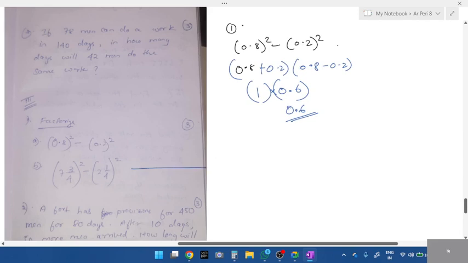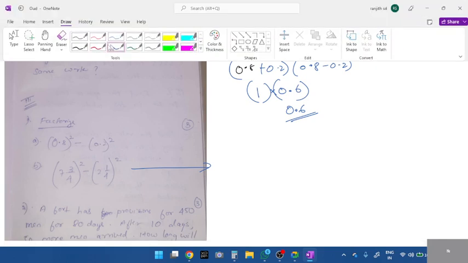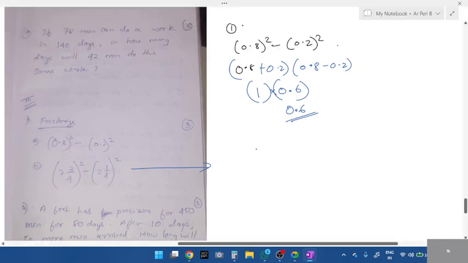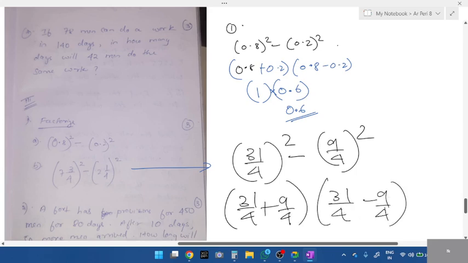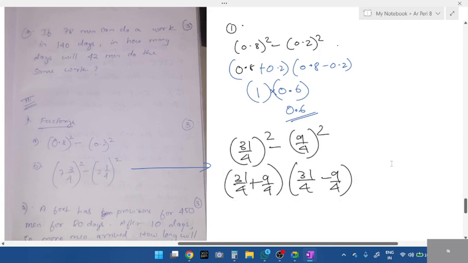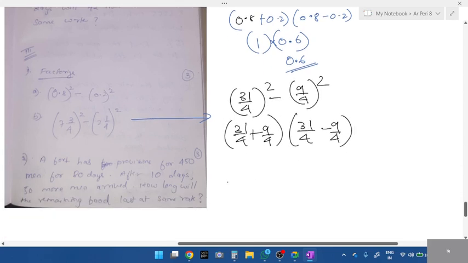Next, convert this into fraction. What do you get? All of you look at the screen and answer. Later you can copy. 7 fours are 28, 31 divided by 4 the whole square minus 9 by 4 the whole square. Add both: 31 by 4 plus 9 by 4 into 31 by 4 minus 9 by 4. So 31 plus 9 is how much, students? 40.